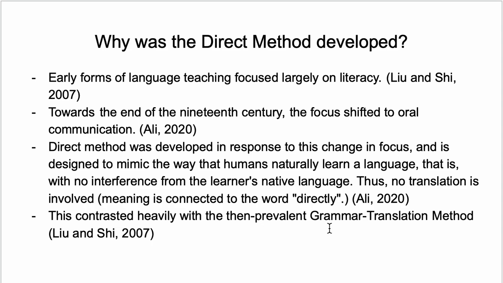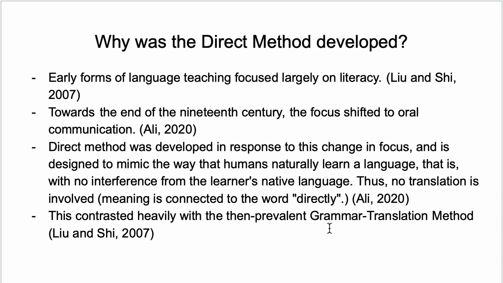And it was designed as a way to mimic the way that humans naturally learn a language. That is, with no interference from the learner's native language. So, all instruction with this method was to be done in the target language. No translation would be involved. So any meaning connected to a word would be transmitted directly to the student under this method. This, of course, contrasted heavily with the then prevalent grammar translation method, which involved very little, if any, oral communication as part of its instruction.